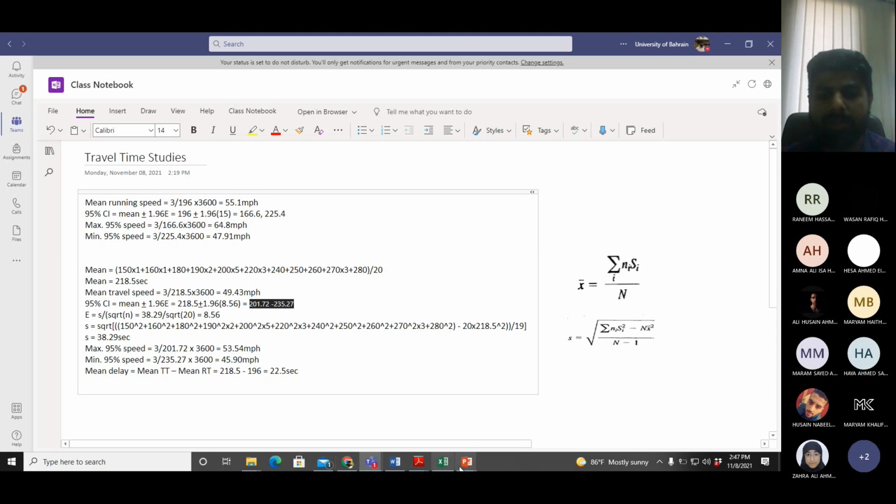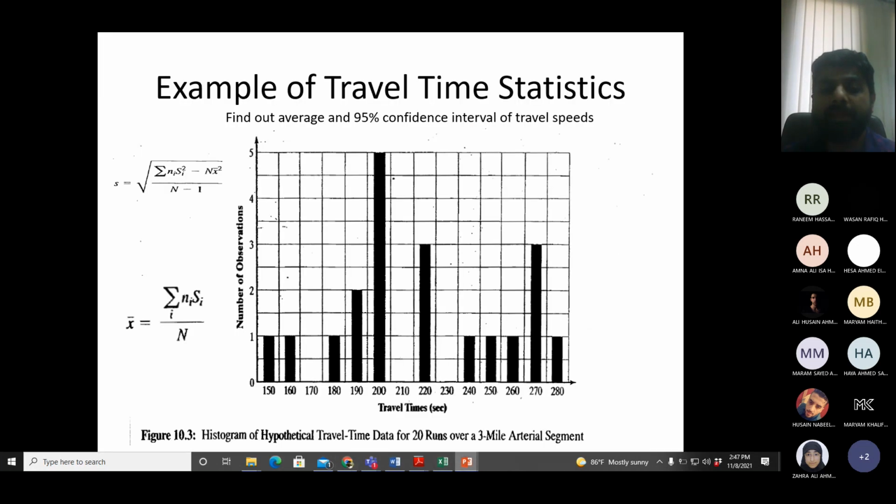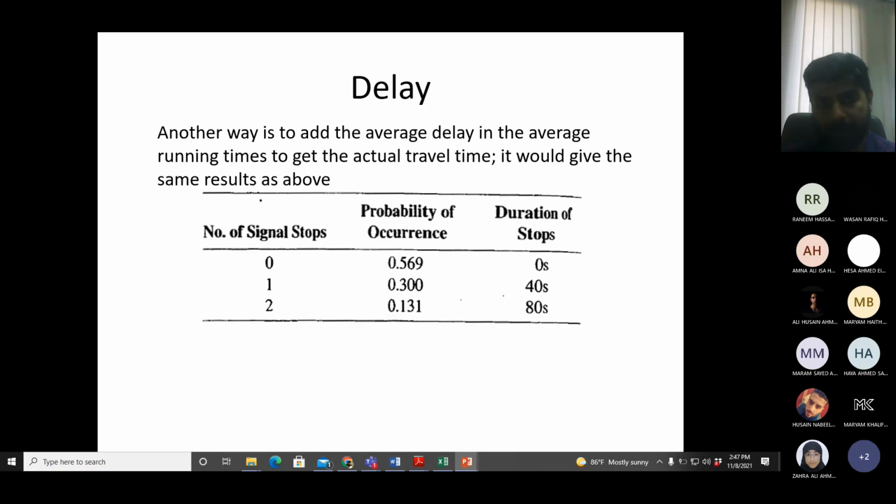Another way of finding out the delay is using the probability of having the delay, which is shown in this question. We have a highway with two signals. They have observed the average time for which a car is stopped at each signal. If you are stopped at one signal, you will on average be stopped for 40 seconds. If you are stopped at both signals, then on average you will be stopped for 80 seconds. They also observed the percentage of cars which do not have to stop at any signal, which have to stop at one signal, and which have to stop at both signals.